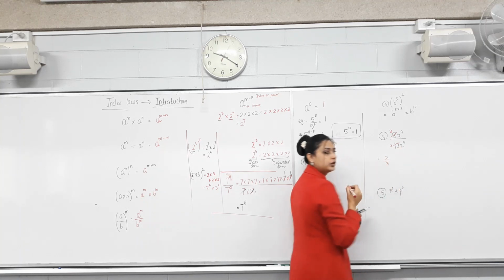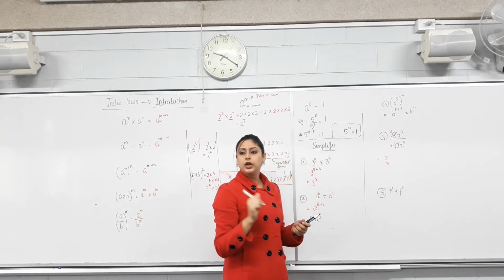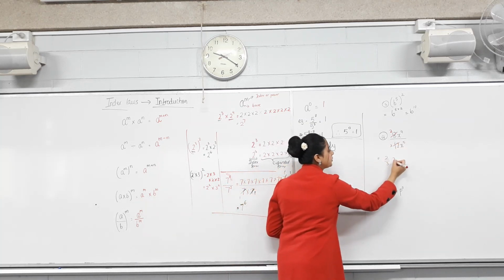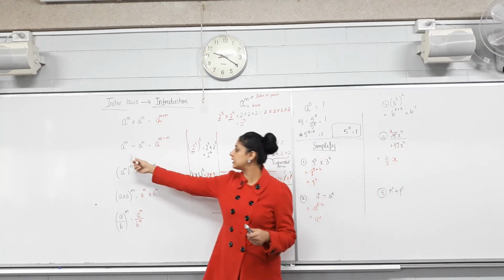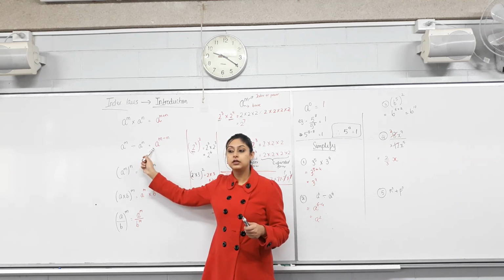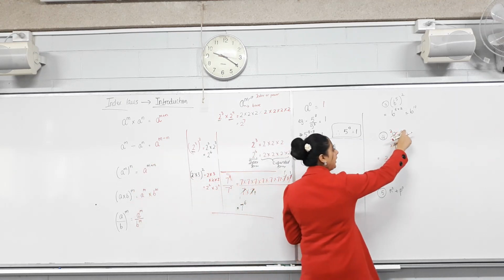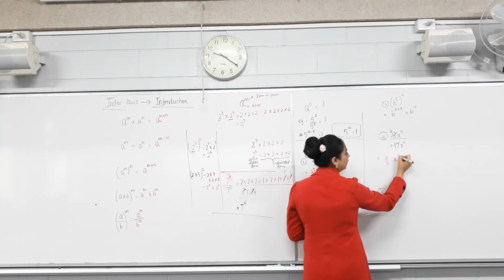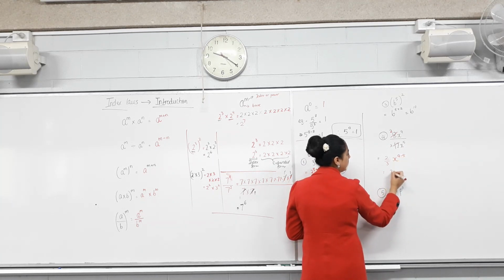Now, we have the same base, x, and they're being divided. What happens to the powers if the bases are being divided? Subtracted. So can I say the power of the top one minus the power of the bottom? Yes or no? Yes. So what's 9 take away 5? 4. That's your answer.